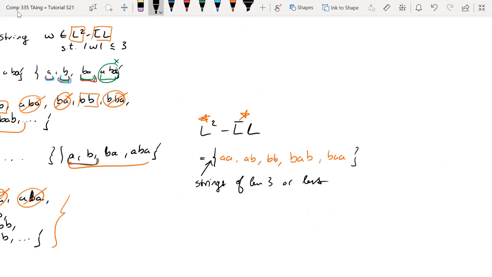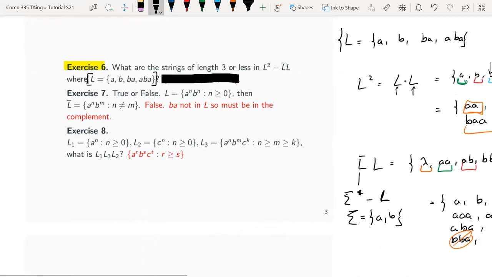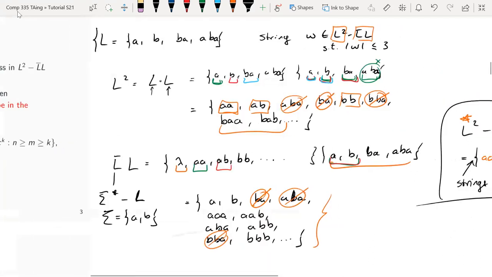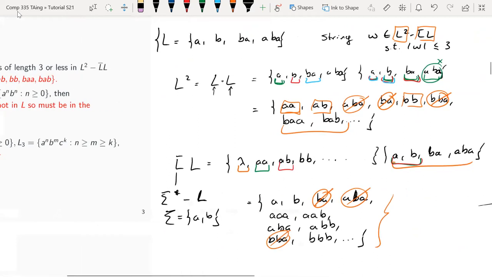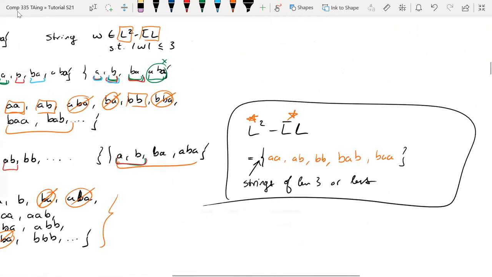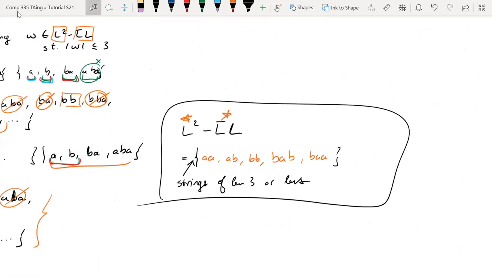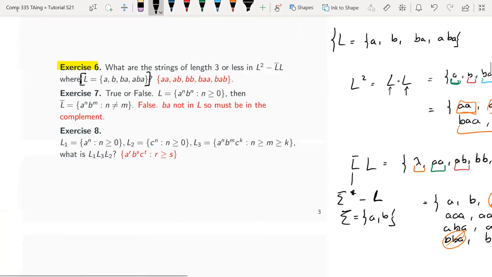So this would be your final answer. Let me just check, is that what I wrote? Yes, it is, good. So maybe the takeaway behind this exercise is know the definition of your operations, and know them very well, right? And also know how to use tricks like this if you want to do something like strings of length 3 or less. Is there anything else I want to say about this exercise? No, I think that's it.